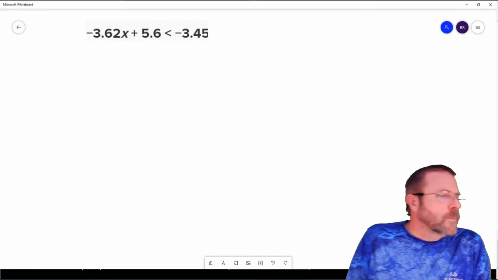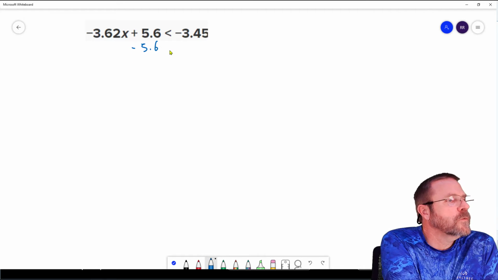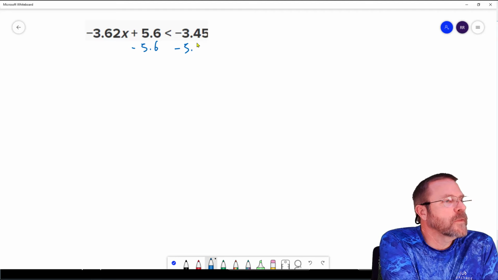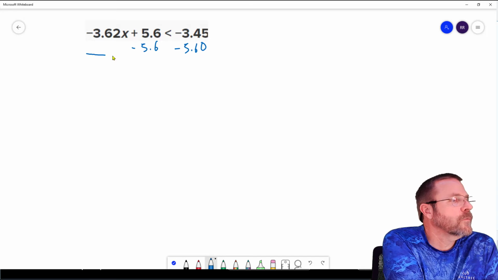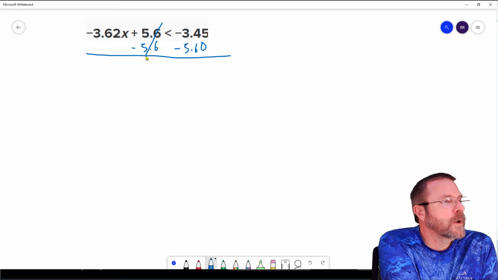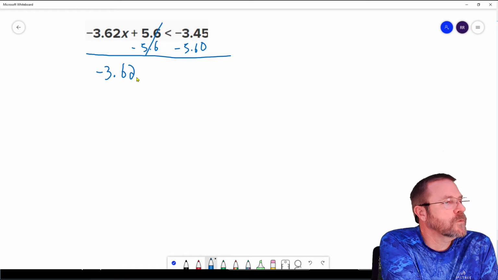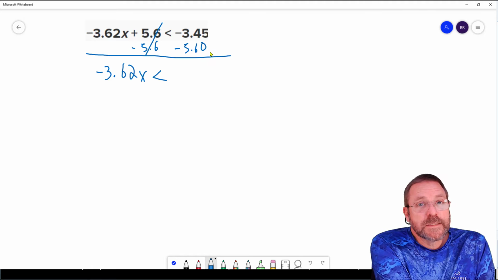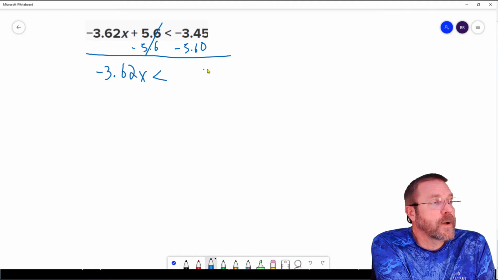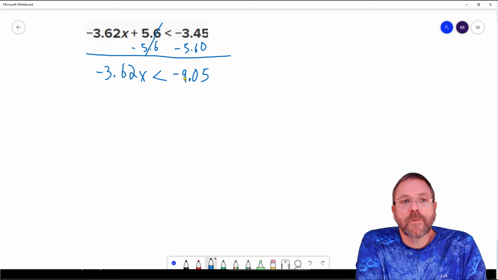Well, let's see what I'm going to do. First thing I'm going to do is undo addition and subtraction by subtracting 5.6 from both sides. And that means it's going to be 5.60 right here on the right. When I do that, the 5.6 zeroes out, leaving me with a negative 3.62x is less than, and I've got a situation where my signs are the same, find the sum. So I'm actually adding these, which is going to give me a negative 9.05.